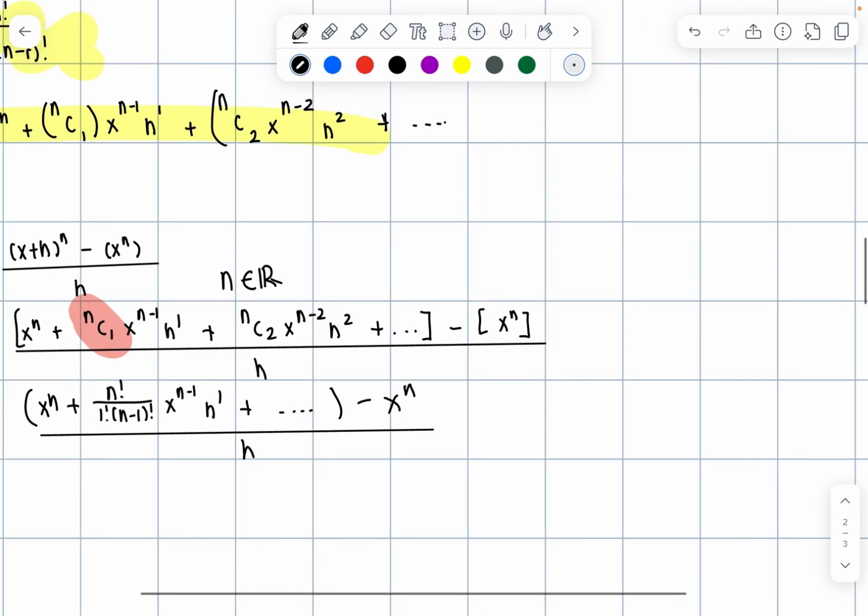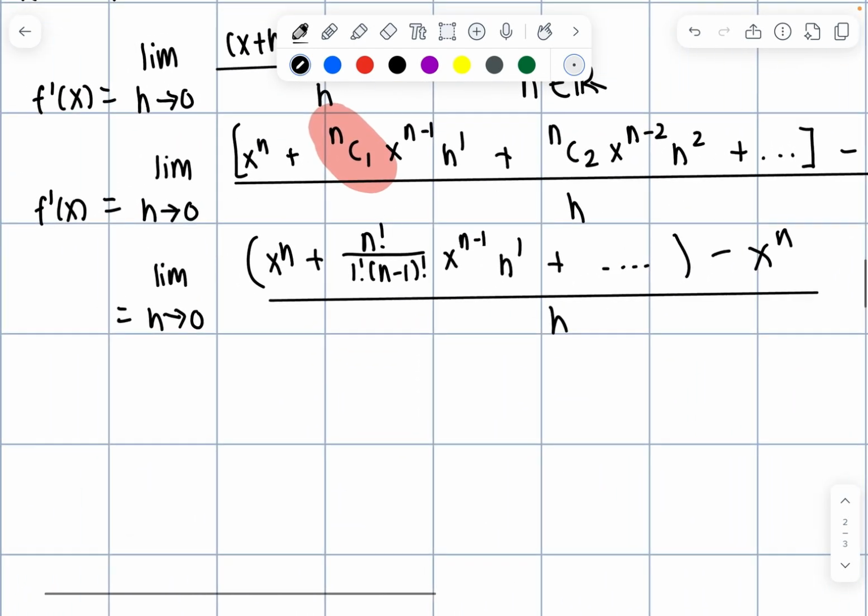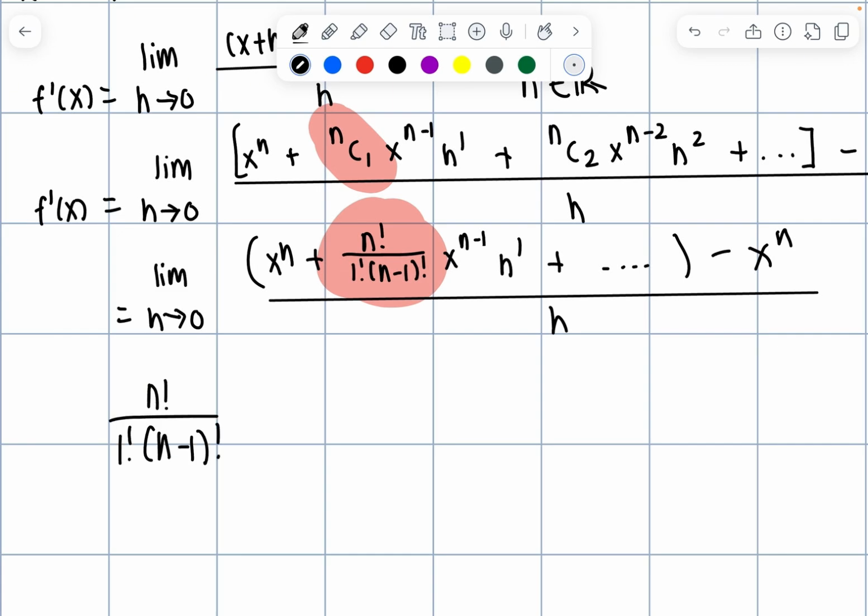Okay, so what do we know? Well, we know from this here, so I'll hone in on this part here. So n factorial divided by 1 factorial times n minus 1 factorial. Well, what is that equal to?